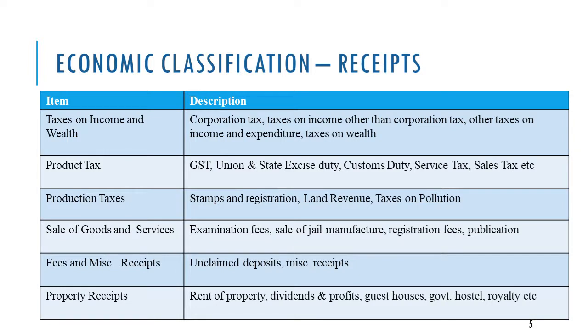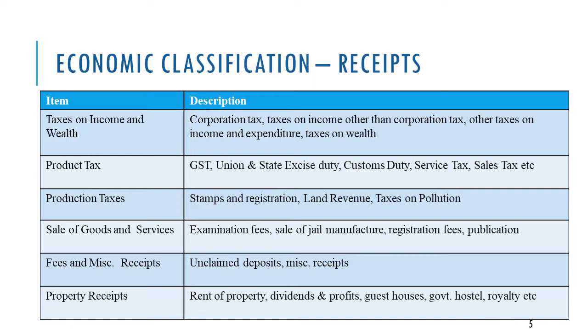The receipts are further divided into categories like taxes, sales, property receipts, interest, etc. The taxes like corporation tax, taxes on income other than corporation tax, and taxes on wealth are classified as taxes on income and wealth. The taxes like GST, union and state excise duty, customs duty, service tax, and sales tax are treated as product taxes, while taxes such as stamps and registration, land revenue, and taxes on pollution are treated as production taxes.